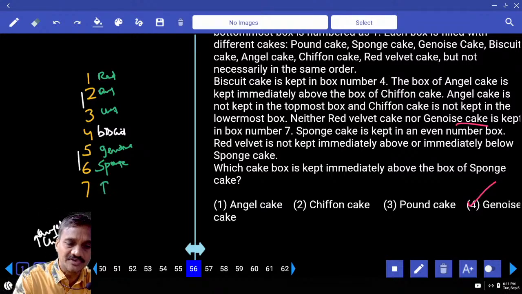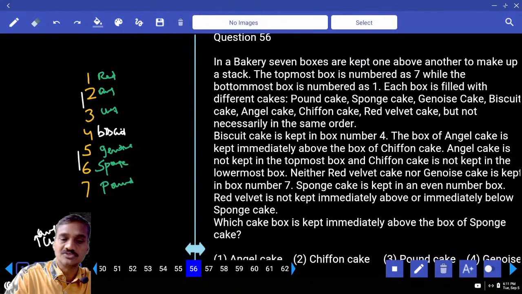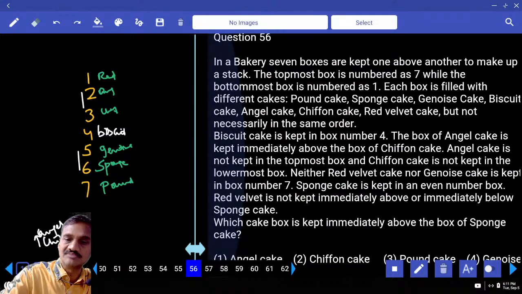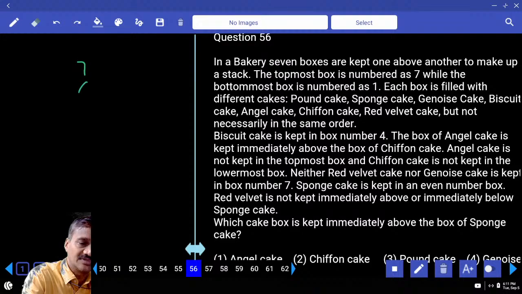And what else is left over here? Pound is left over. Now, is the order given anywhere? The topmost box is number 7, isn't it? As the topmost box is number 7, hence we cannot take this order like this. Topmost is 7: 7, 6, 5, 4, 3, 2 and 1. Now this is the order we have, isn't it?